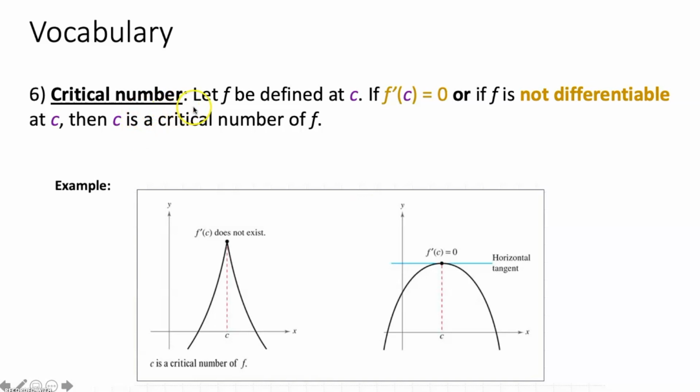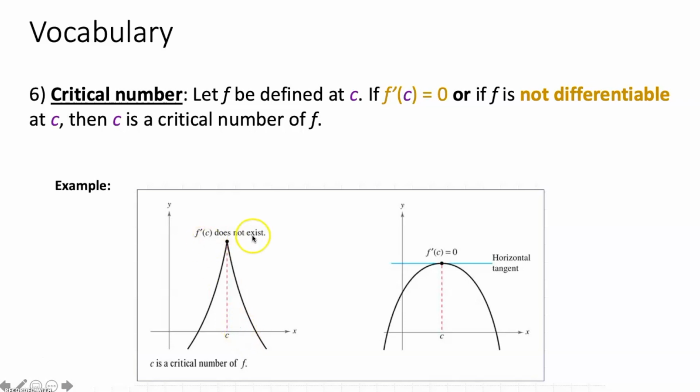Now, a critical number says let f be defined at c. If f prime of c is equal to 0, or f is not differentiable at c, then c is a critical number of f. So all this is saying is that a critical number is just an x value at which the derivative of your function equals 0 or is undefined or does not exist. So if the derivative of your function equals 0 at a particular x value, that x value is a critical number. If the derivative of your function does not exist at a particular x value, that x value is a critical number. Now, these critical numbers are important because they're x values at which your function will likely have a relative max or a relative min.